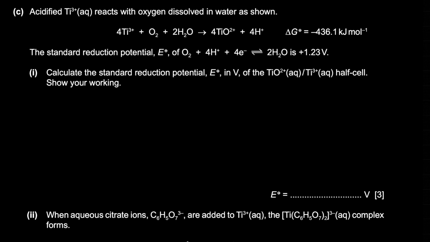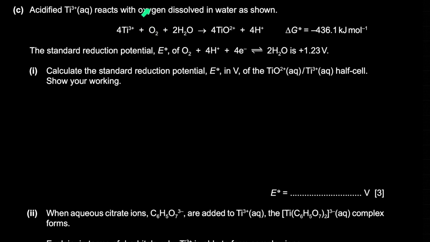Acidified Ti3 plus aqueous reacts with oxygen dissolved in water as shown. The standard Gibbs free energy change is negative 436.1 kilojoules per mole. The standard reduction potential of oxygen, reacting in acidic conditions, gaining electrons to form water, is plus 1.23 volts. Calculate the standard reduction potential in volts of the TiO2 plus, Ti3 plus half cell. Show your working. Now we have to figure out the standard reduction potential of this half cell, where we have Ti3 plus and TiO2 plus.